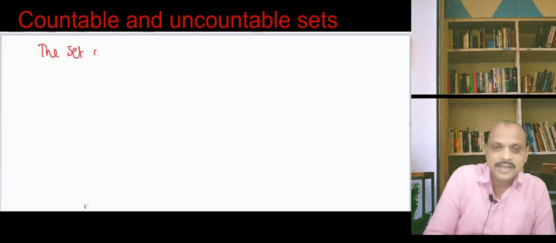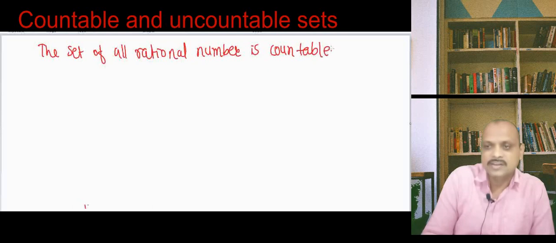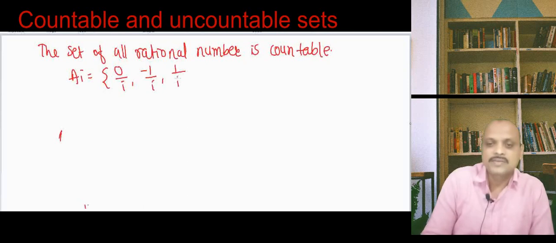The set of all rational numbers is countable. Here, if we write the set of rational numbers with denominator i as 0, i minus 1, i plus 1, minus 2, 2, and so on.